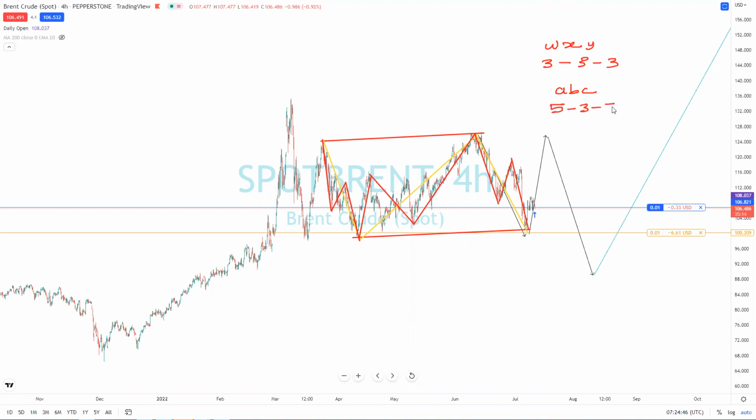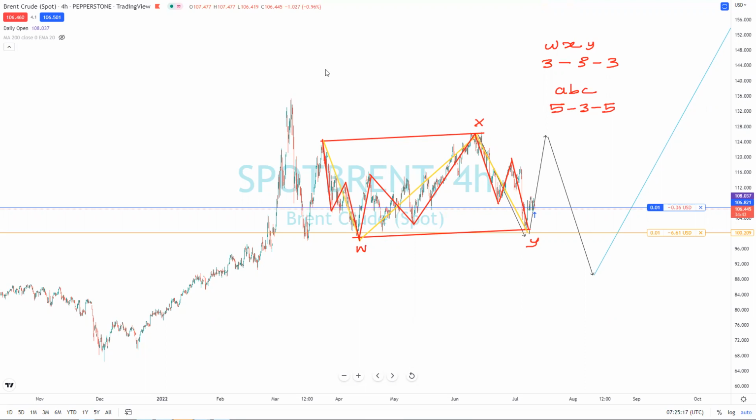And this is a 5, 3, 5 structure. So in this cycle here that has already completed, we only seem to have a 3, 3, 3. So I'll label this as a W, an X, and a Y, right? In that degree there, in the red degree. But we also have this move here.